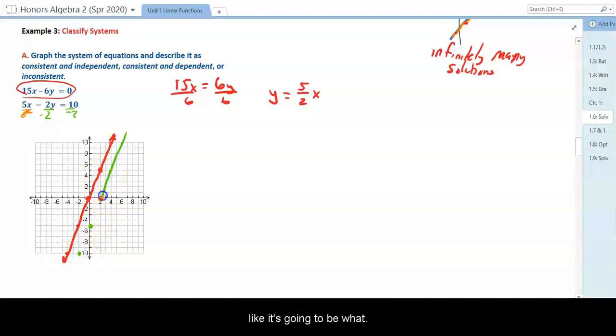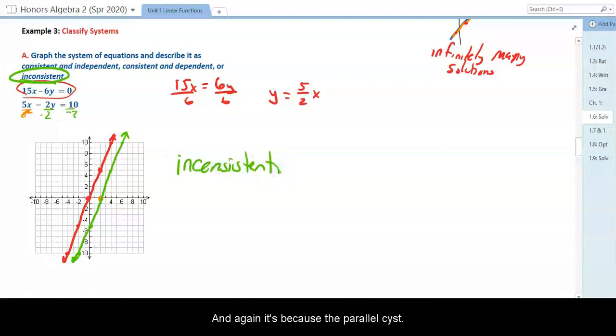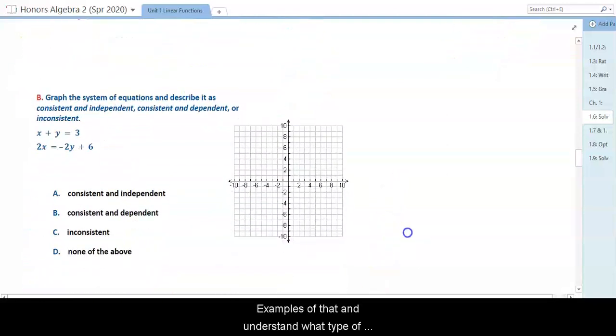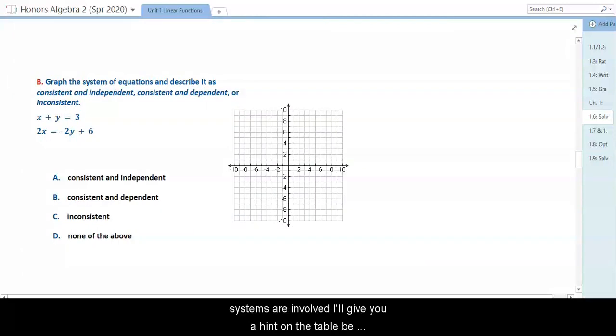This looks like it's going to be what? Parallel. And so go back to our systems, right? To have at least one solution means it's consistent. This has no solution, so it must be inconsistent. And again, it's because it's a parallel system. Okay? And so we can look at other examples of that and understand what type of systems are involved.